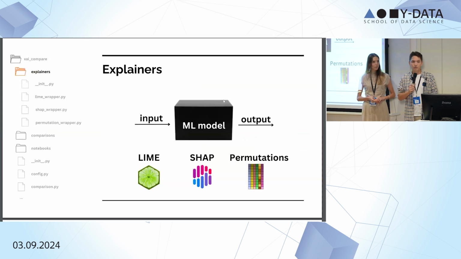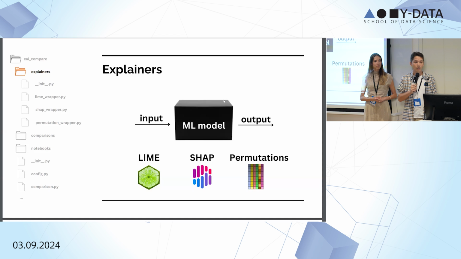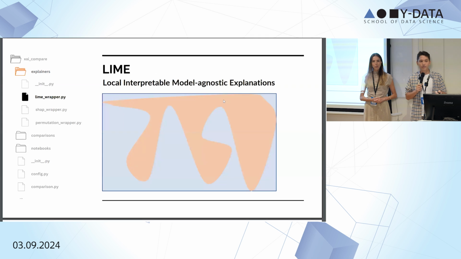Let's go back to explainable AI methods. We used model agnostic methods, commonly called explainers. They look at a machine learning model like a black box and use only a prediction function. And we use LIME, SHAP, and permutations, and you can, with our package, choose the best one for your case.